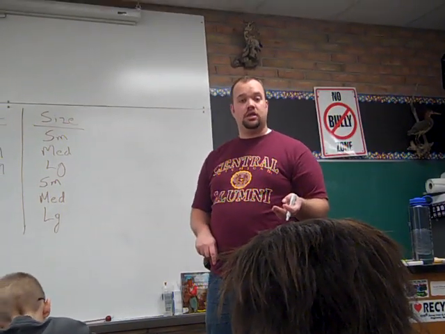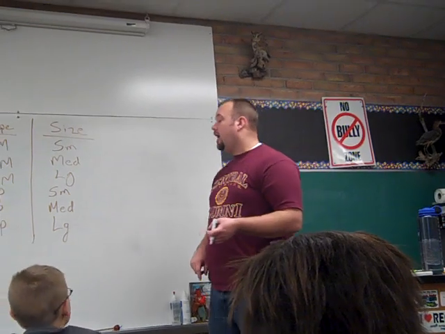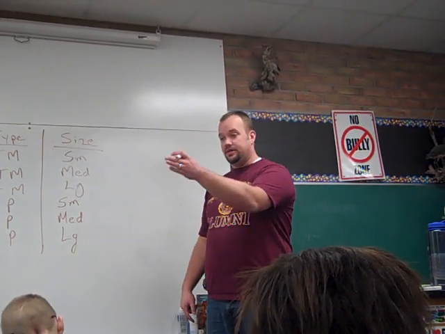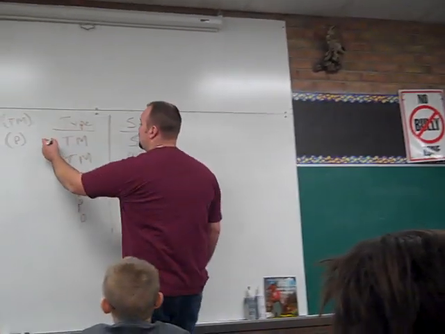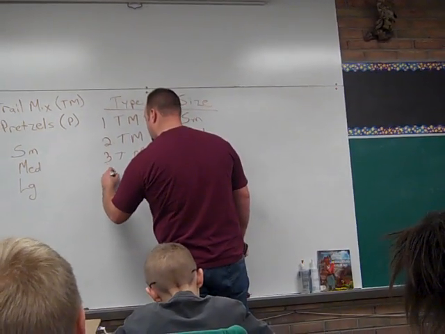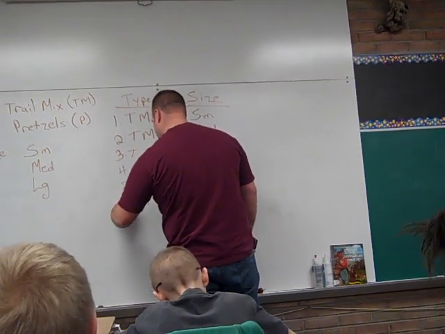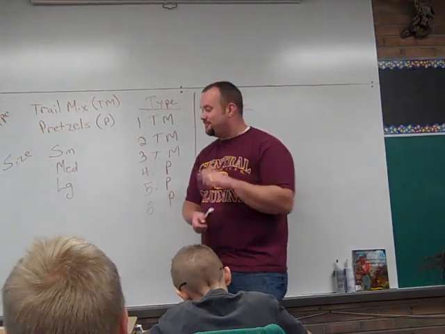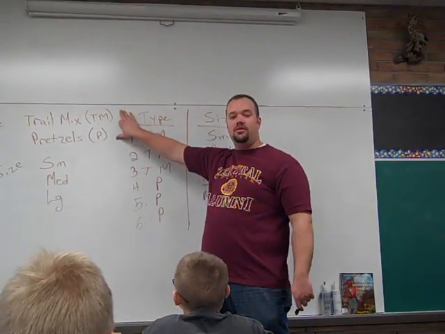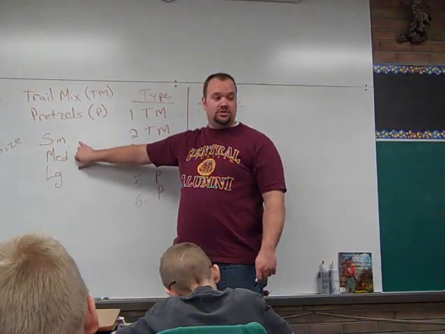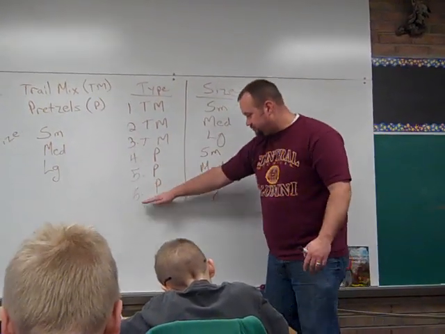So how many choices does that leave us for our snacking? 6. Let's count: 1, 2, 3, 4, 5, 6. And let's look at our choices, though. Alexis is like, haha, I see a pattern. How many do I have up here? 2. How many do I have down here? 3. 2 times 3? 6.